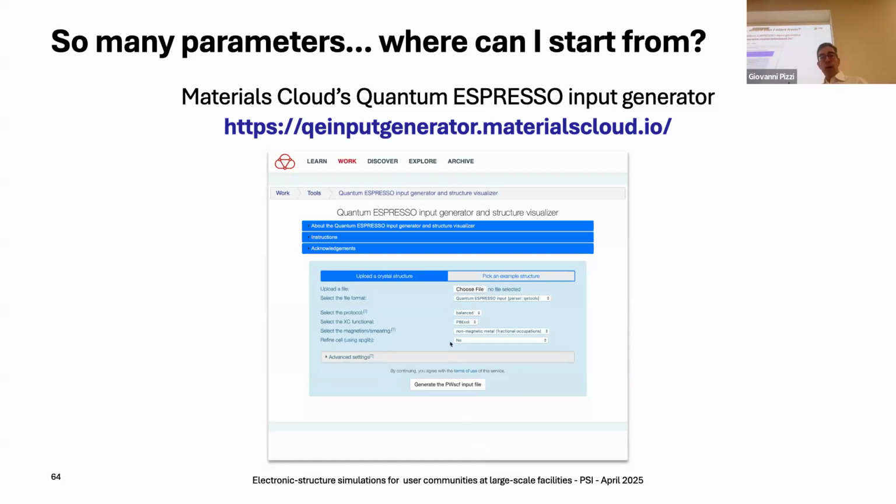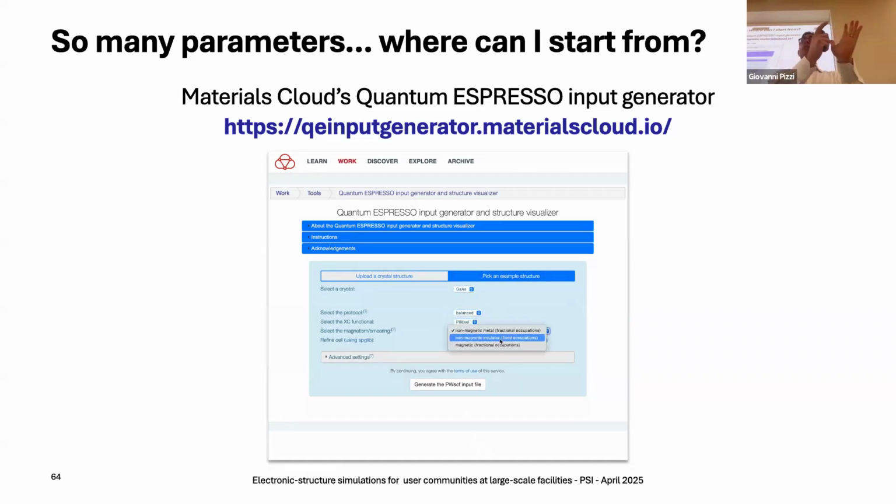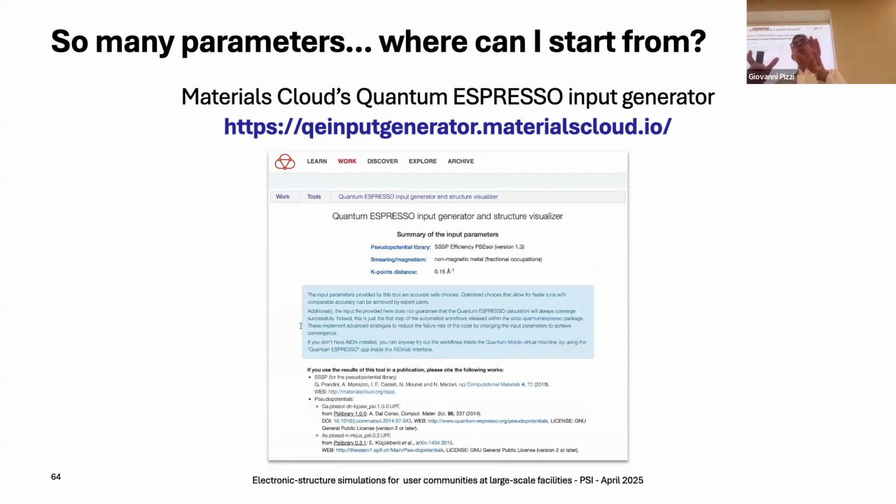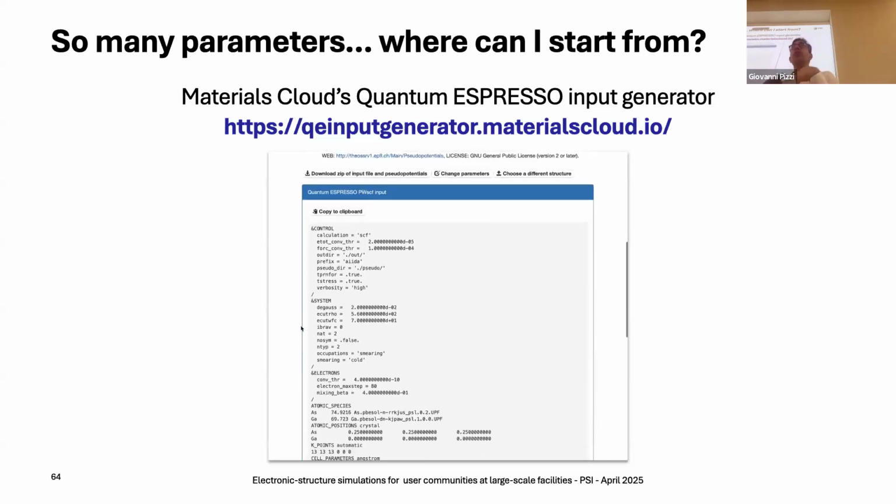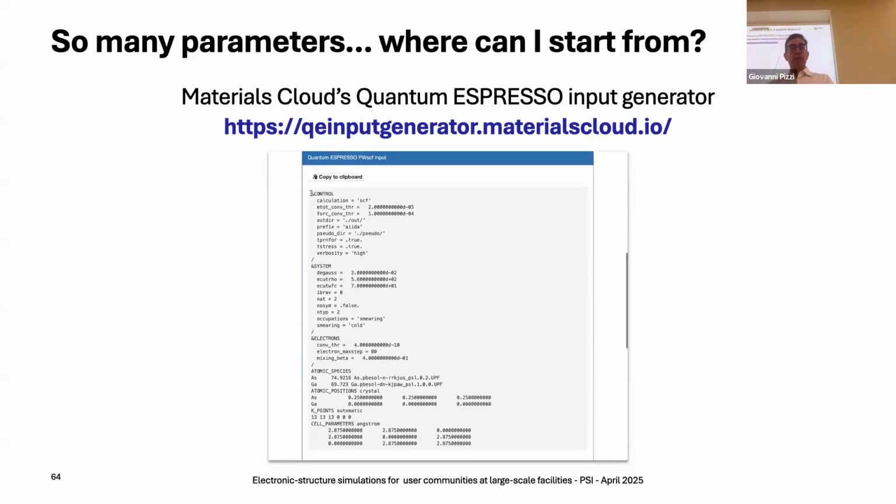How does it work? You have a very simple GUI again. You can upload a file, your input file, your crystal structure. You just can select a few parameters. You select which functional you want to use. You remember PBE, PBEsol. The level of DFT. You select the protocol: if you want a fast protocol just to test but it will not be converged, a balanced protocol which is typically enough, or a stringent protocol which is typically very accurate but also very expensive.